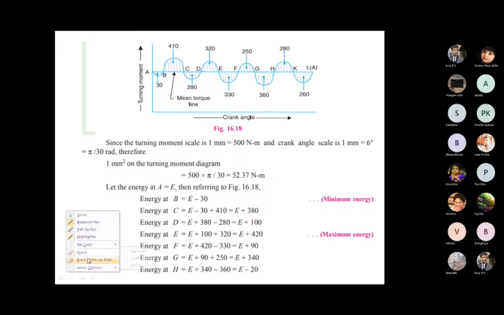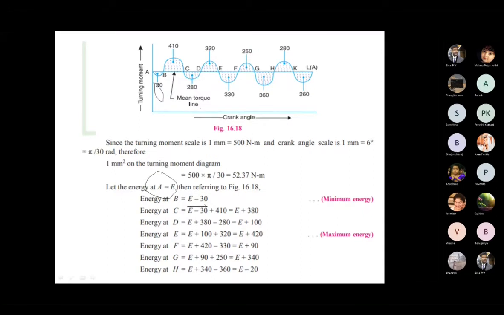So now, let the energy at A equal to E. A equal to E is common. Now, energy at B means E minus 30, because this 30 is below, so minus 30. Come to C: E minus 30 plus 410, equal to, 410 minus 30, E plus 380. Okay. So next, come to D.